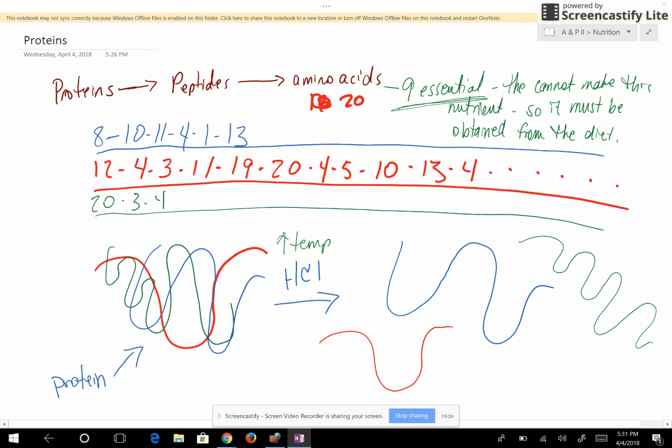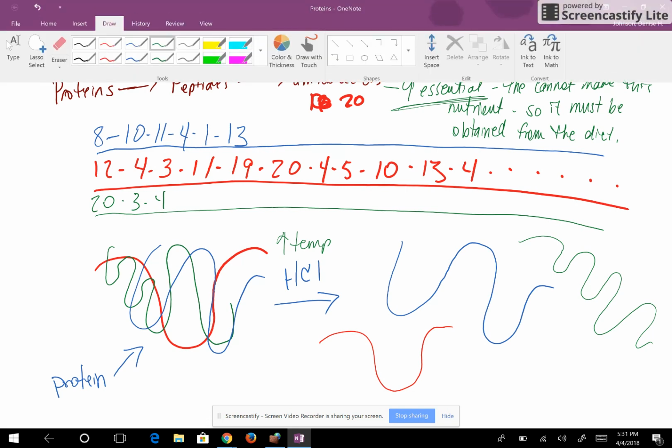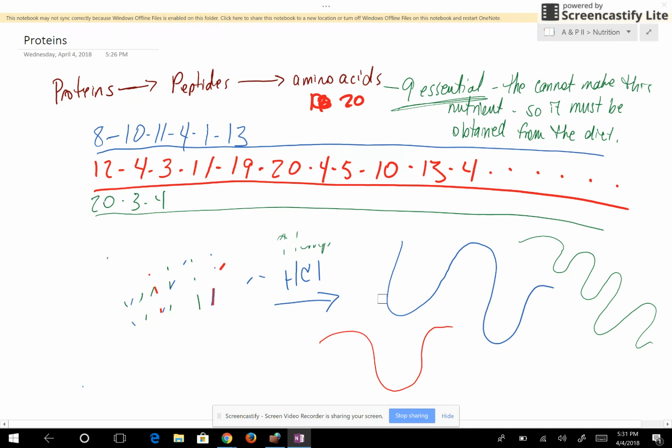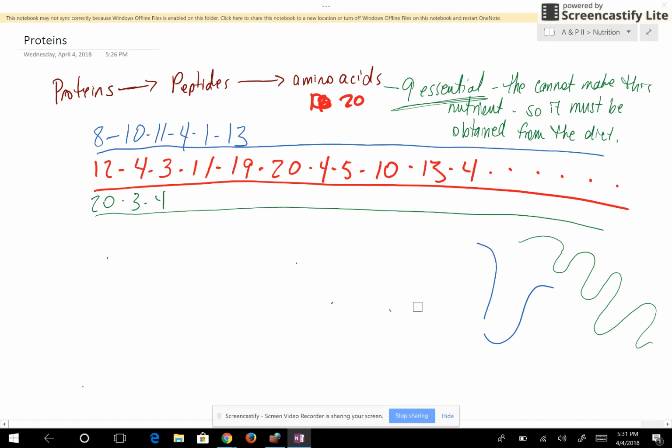The structure of an amino acid. All of the structures of the amino acids have a whole lot in common with each other. Let's erase all this so we can draw it. An amino acid is actually a pretty small structure because it's going to be absorbed across the intestinal lining.